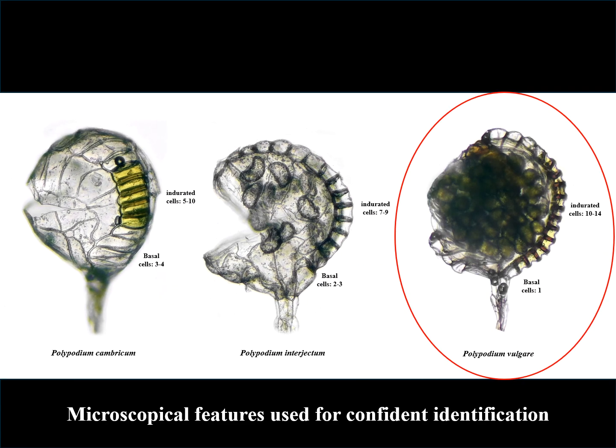P. vulgare has 1. No paraphyses, 2. On average 10 to 14 indurated cells, and 3. Just 1 basal cell, which is the most difficult to see without a compound microscope.